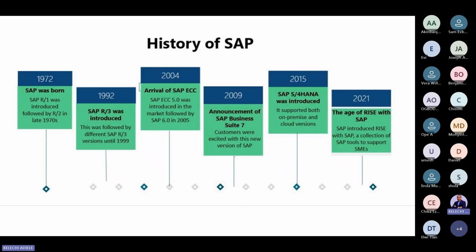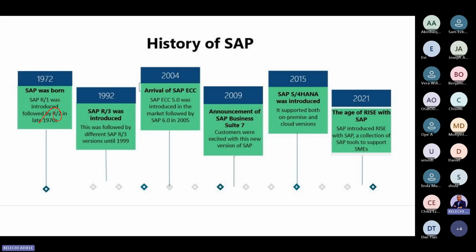One is SAP was born in 1972. It was called R/1, and remember Coca-Cola used R/2. So you can see how old the system was. It was followed by R/2 in the 1970s. In 1992, R/3 was introduced. This was followed by different versions of R/3. And it's important you understand this history so you know how the system has evolved.